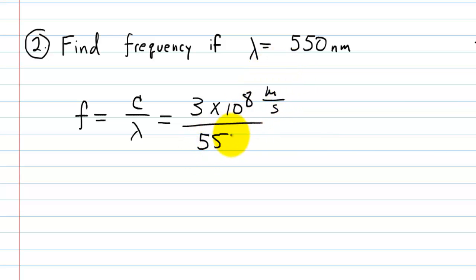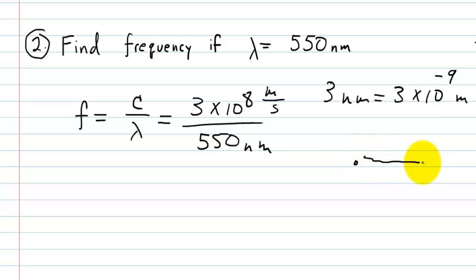is 550 nanometers. Nanometers, by the way, so if I have, let's say, 3 nanometers, it's the same thing as saying 3 times 10 to the negative 9 meters. Because nano means it's a really tiny number, so it's like if you have a point and then a bunch of zeros way over here. Okay, so that is nanometers.